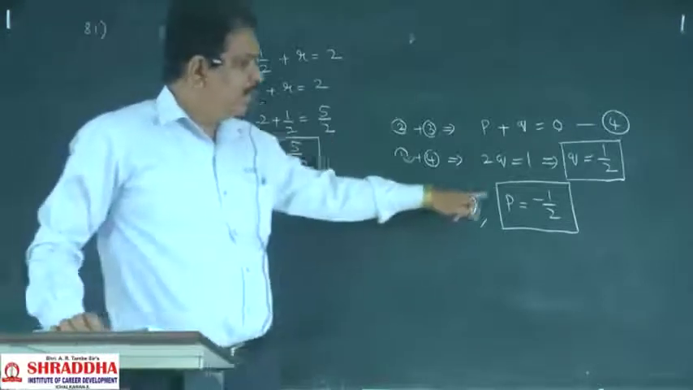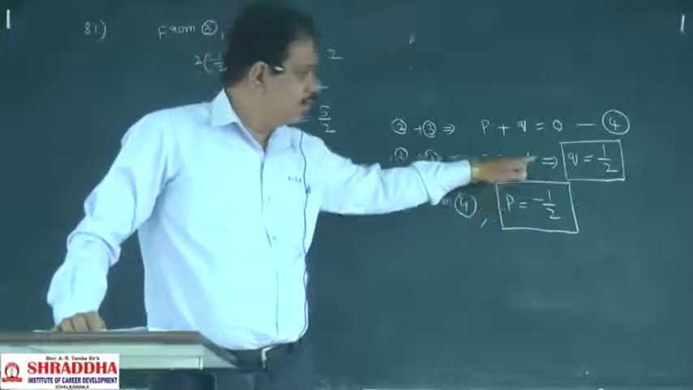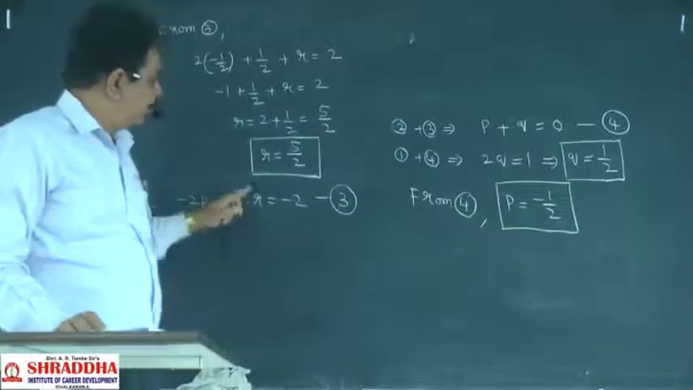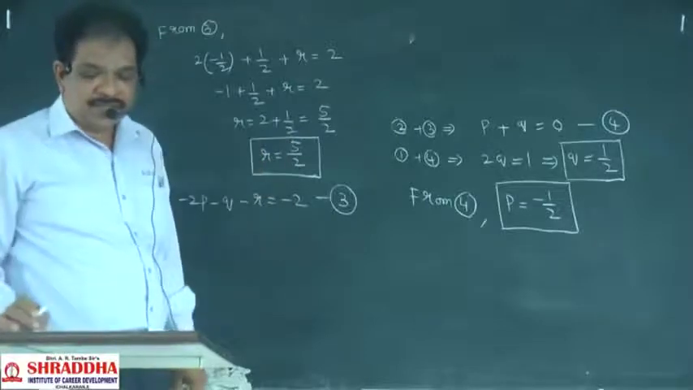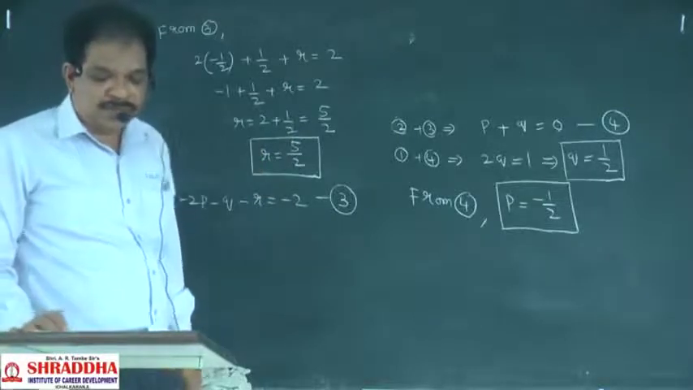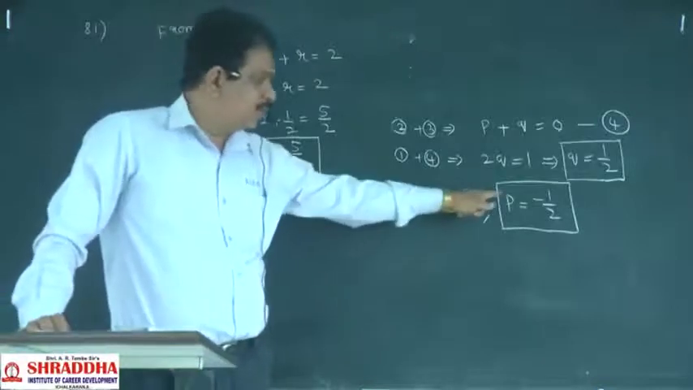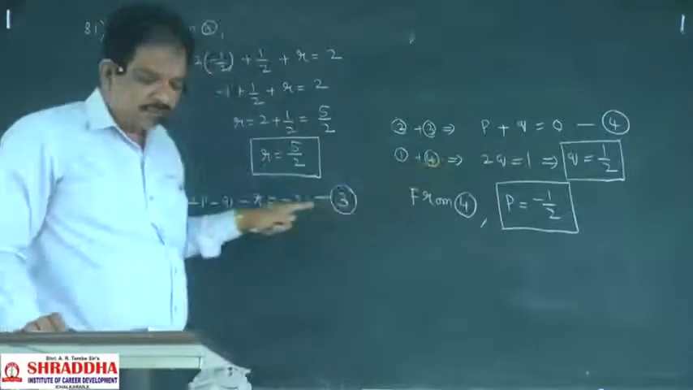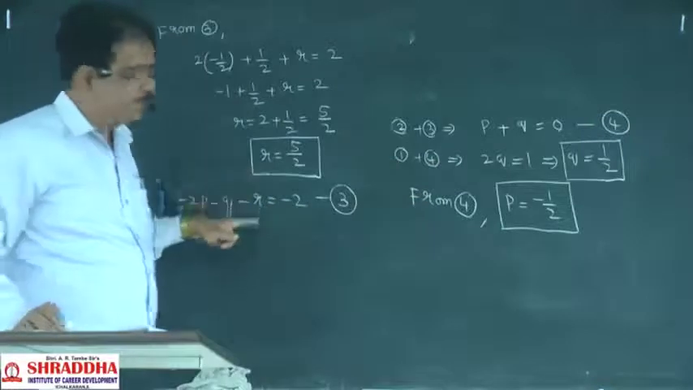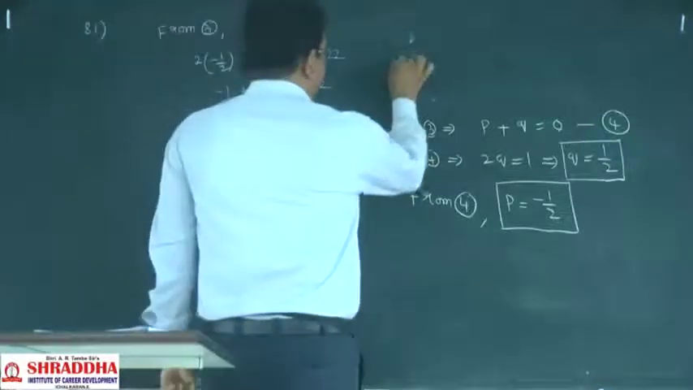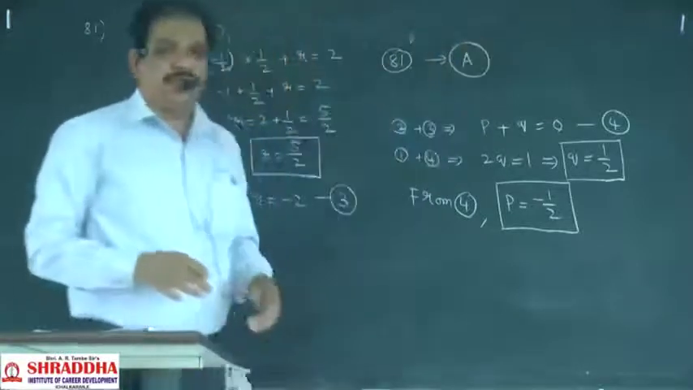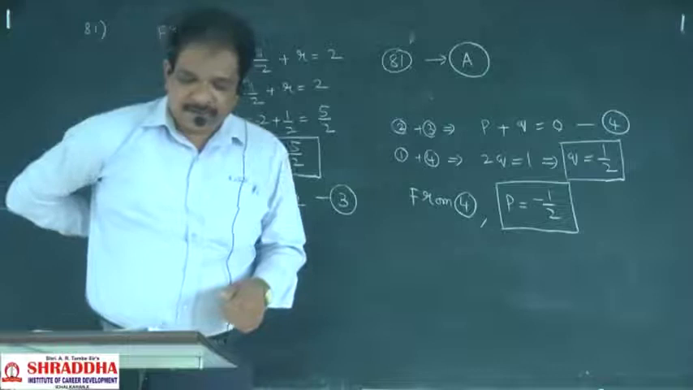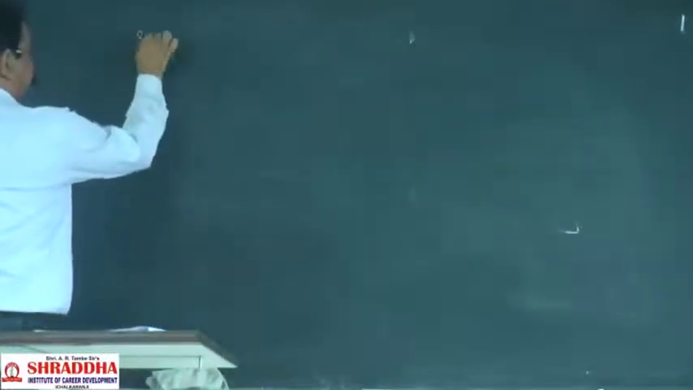Okay. P value minus 1 by 2. Q value 1 by 2. R value 5 by 2. They are asking PQR values: minus 1 by 2, 1 by 2 and 5 by 2. So A will be the answer for this. Option A. Clear? Next, 82.